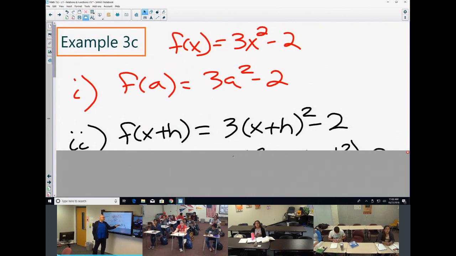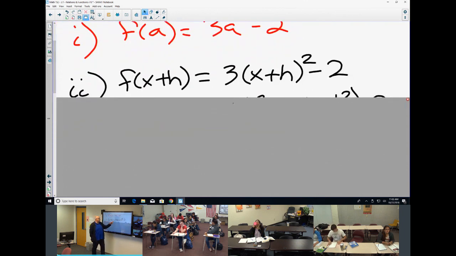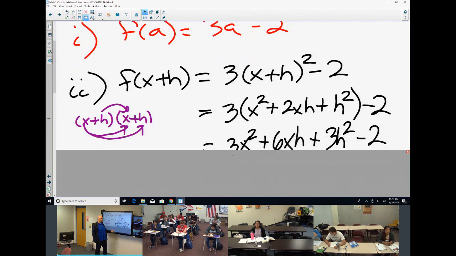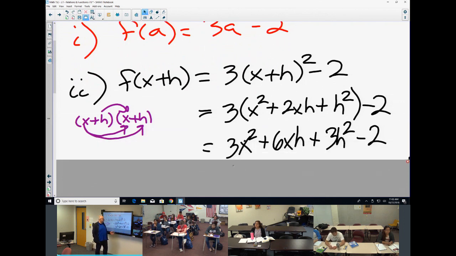Now, often we'll want to simplify this, and probably the most common mistake made on this is not the function, but actually squaring out the binomial. Remember, you get a trinomial when you square a binomial. So you get x squared plus 2xh plus h squared, and then you can distribute the 3. You can't distribute the 3 until after you've squared out the binomial. So you get 3x squared plus 6xh plus 3h squared minus 2. Once again, if you forget the little pattern there, you can always FOIL it out: x plus h times x plus h, and just FOIL.